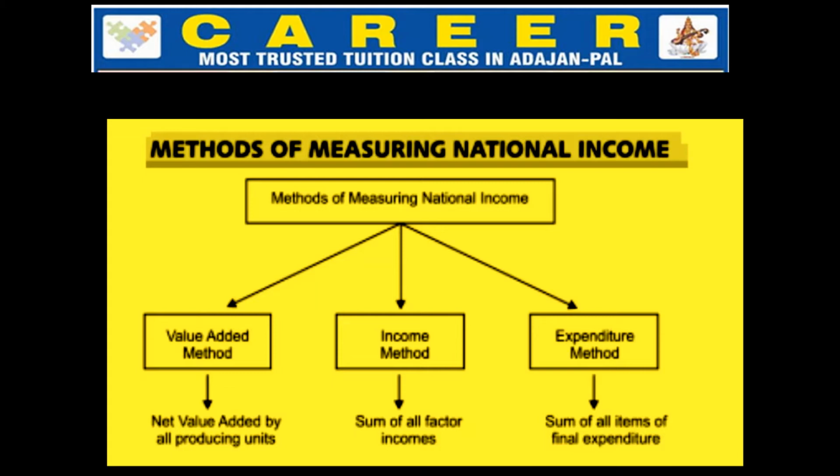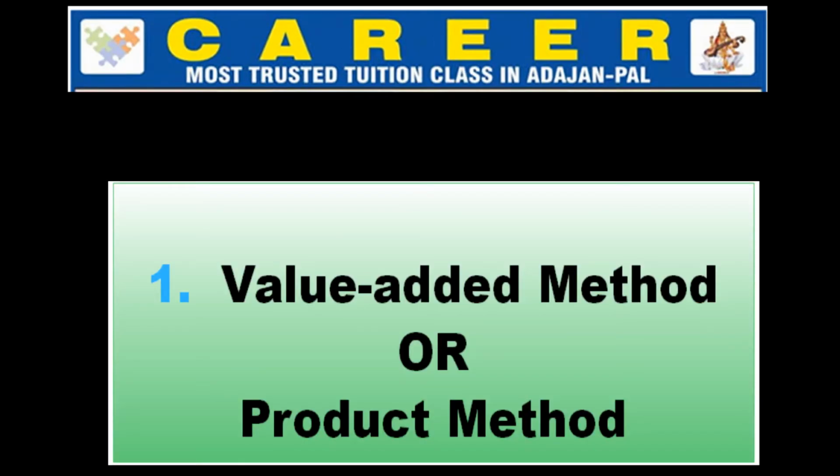Income method, the sum of all factor incomes. Now you all know what the factor incomes are: rent, wages, interest, and profit. These are all the factor incomes. When you add all the factor incomes, you get the income method. Expenditure method, that is the sum of all the items of final expenditure. Here please remember, only final expenditure is included. In this video we will be talking only about value added method or product method.